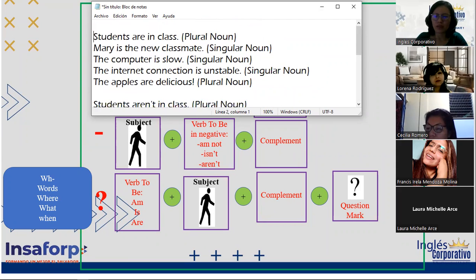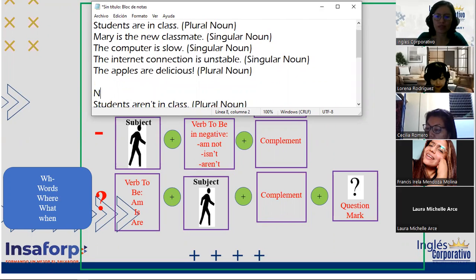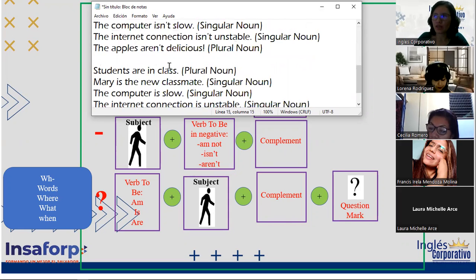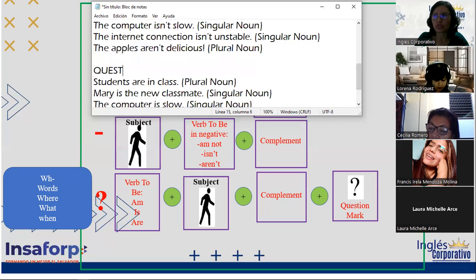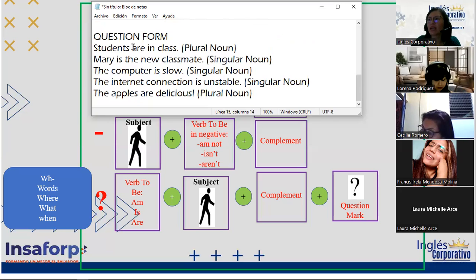These are affirmative. Pongámosle positive. Positive form. Ahora esta va a ser nuestra negative form. Y luego tengo acá the question form, ok.